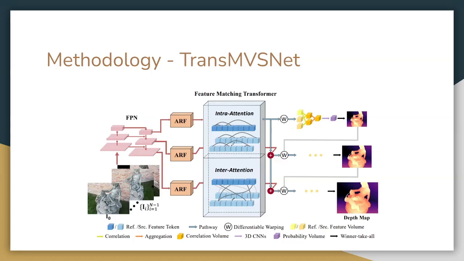The ARF module is implemented by deformable convolution, which learns extra offsets for sampling positions and is able to adaptively enlarge the receptive fields according to the local context.